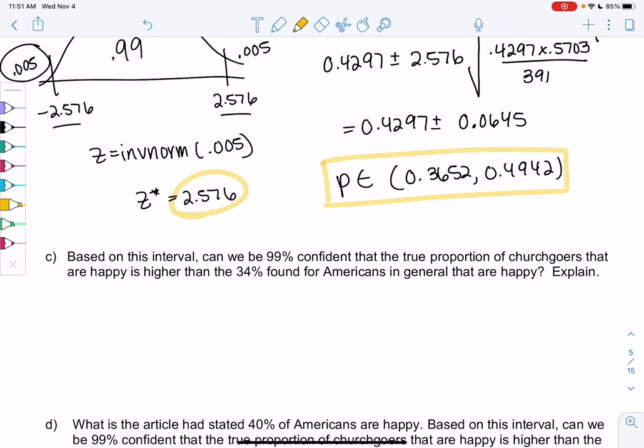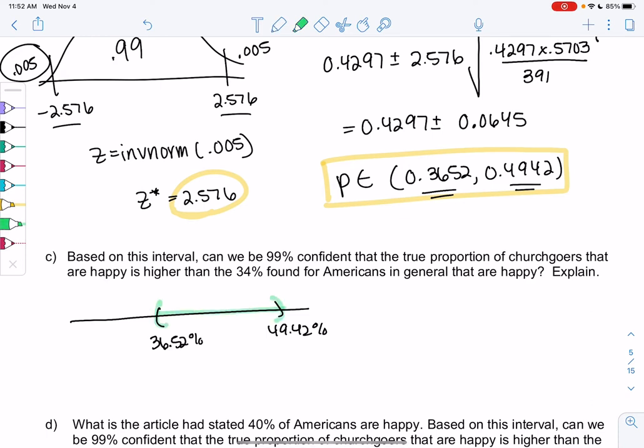So let's see. Based on this interval, can we be 99% confident that the true proportion of churchgoers that are happy is higher than the 34% for Americans? So basically, do churchgoers appear to be happier than Americans in general? Let's look at a number line. So a confidence interval is the reasonable possibilities. So we think we're anywhere from 36.52% up to 49.42%. And basically, the interval is saying anything in this interval seems possible.